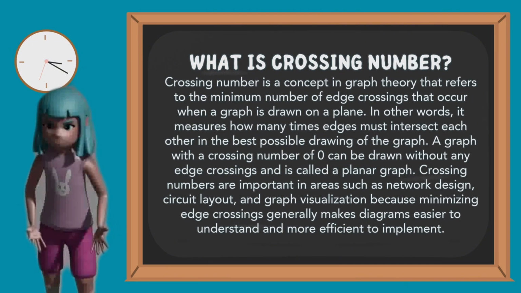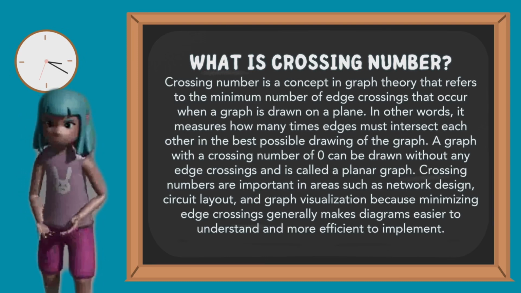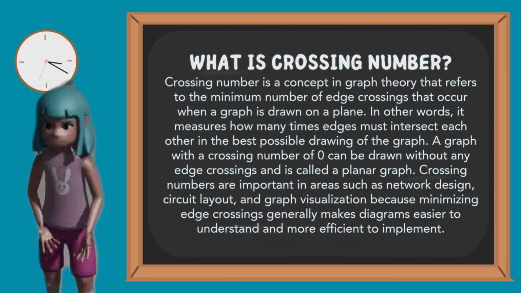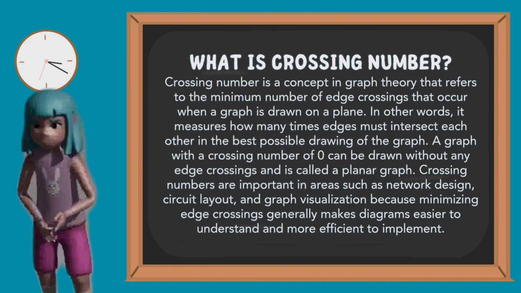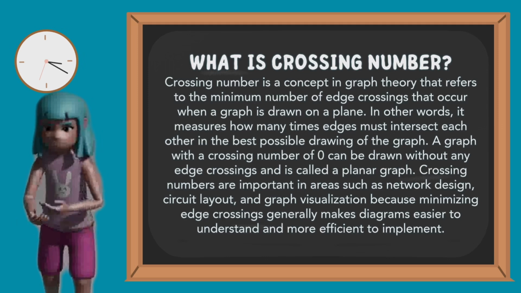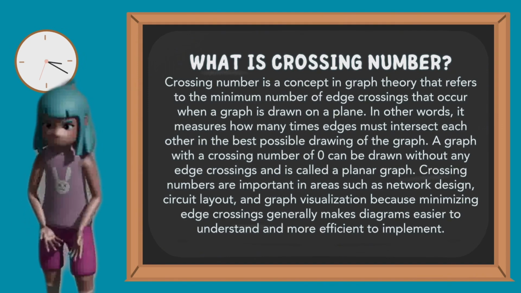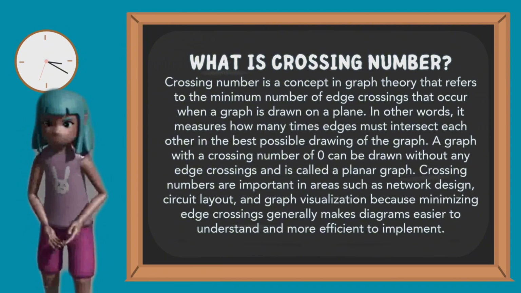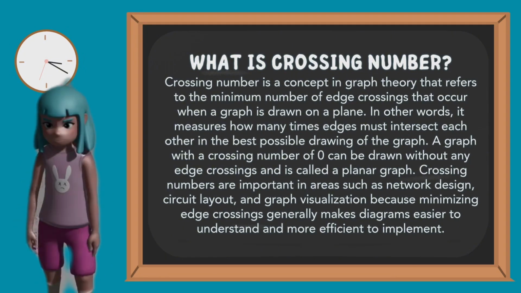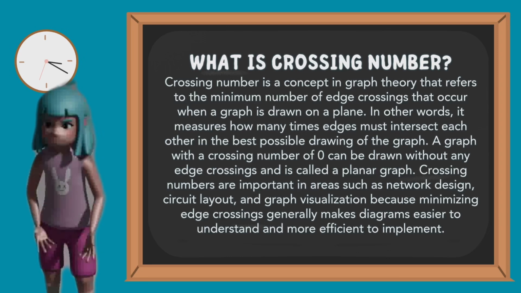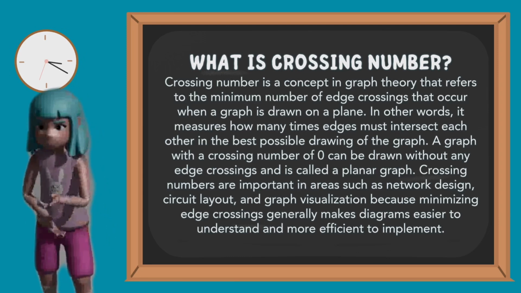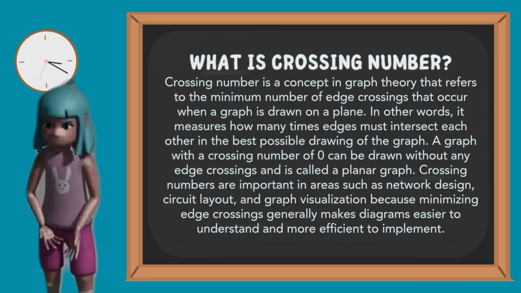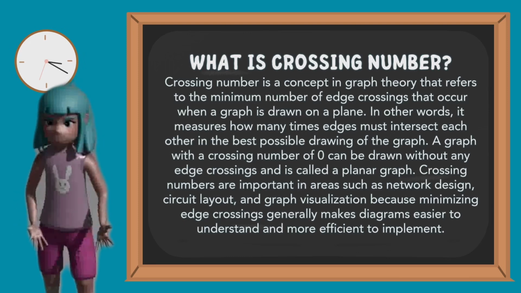And what is crossing number? Crossing number is a concept in graph theory that refers to the minimum number of edge crossings that occur when a graph is drawn on a plane. In other words, it measures how many times edges must intersect each other in the best possible drawing of the graph. A graph with a crossing number of 0 can be drawn without any edge crossings and is called a planar graph. Crossing numbers are important in areas such as network design, circuit layout, and graph visualization because minimizing edge crossings generally makes diagrams easier to understand and more efficient to implement.